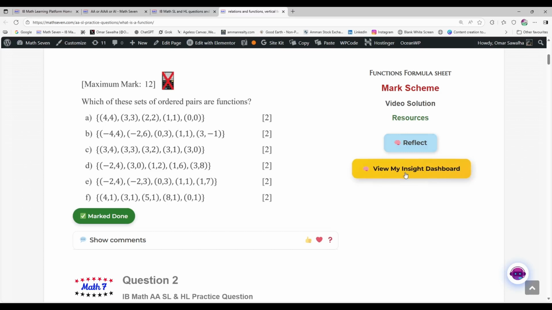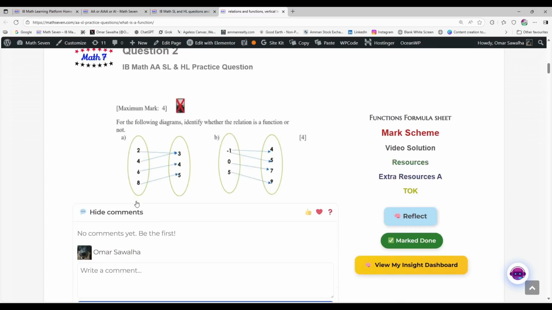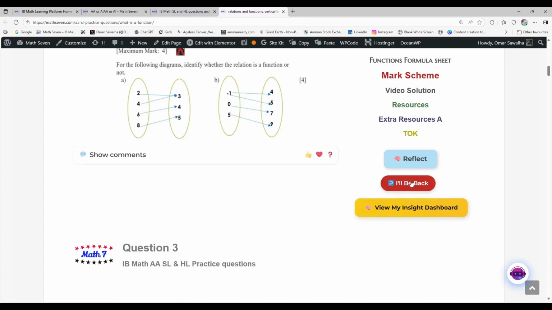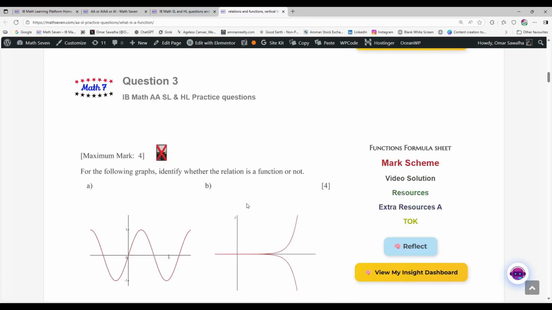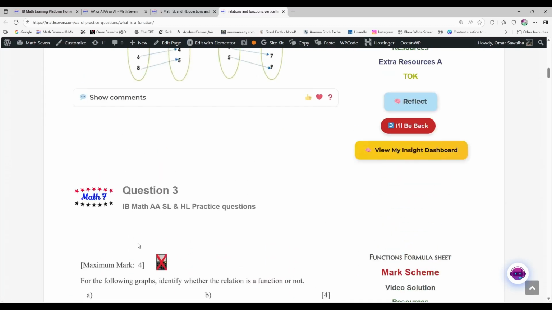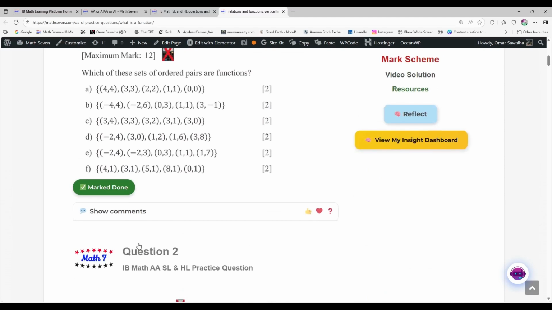Now marked done, if you click here, it says marked done, that means you understood the question and you solved it. So you don't have to go back to it or practice on it. You can go to other questions. For example, here this is marked done. It's either written here or here. If you want to come back to it, you can unmark it, or you keep it as marked done. So now the students know which questions they solved.